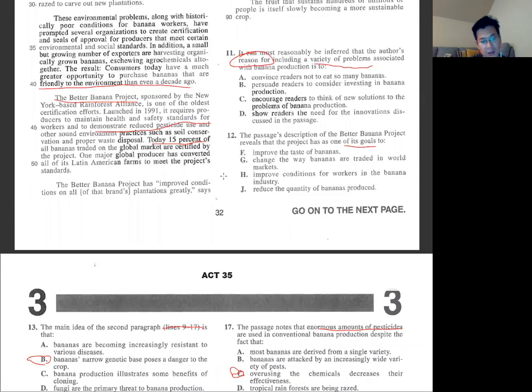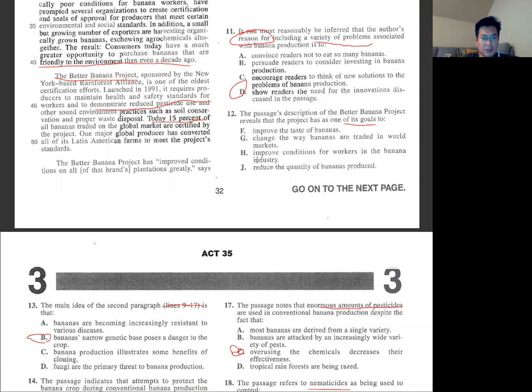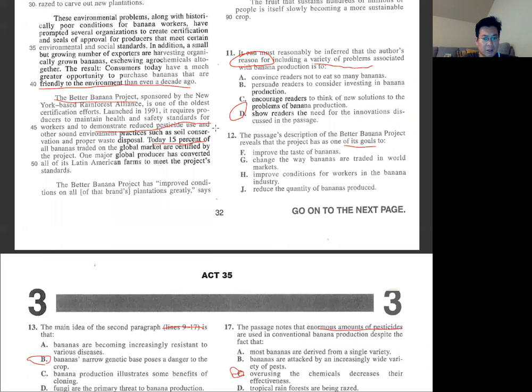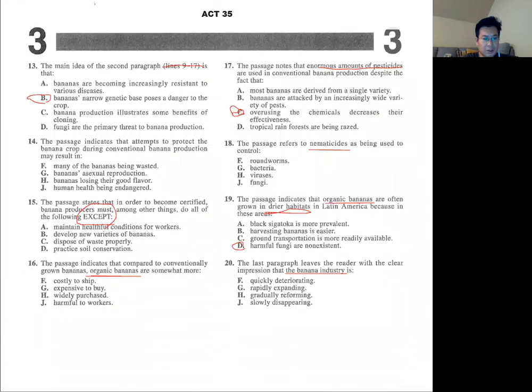Okay, so now you go to question number 11, the reason for including a variety of problems. So this one is now we try to make it better somehow, like using organic and less pesticides and all that stuff. Because of that, it is the innovation that we can find. Number 12, its goal, a better banana project, as we read from line 41. It is H, improve conditions of workers, banana industry, and everything, pesticides and everything too. And then move on to question number 14.